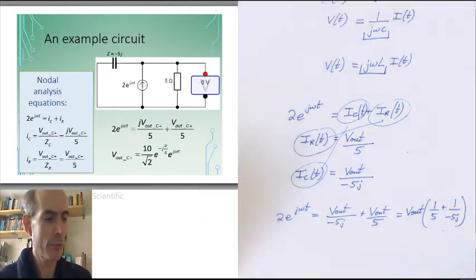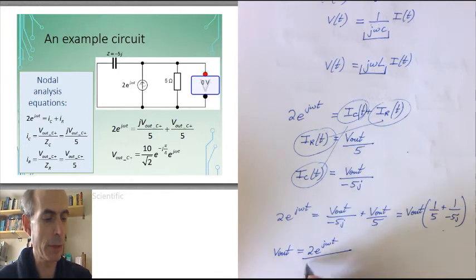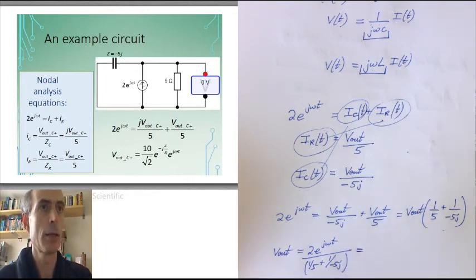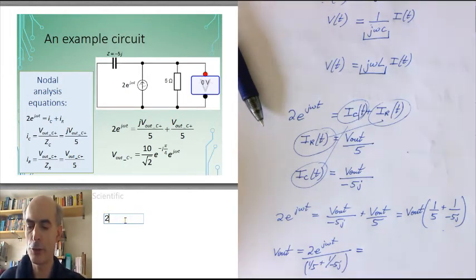And therefore, V out is going to be 2e to the j omega t divided by 1 over 5 plus 1 over minus 5j. And here, as with a lot of AC circuit analysis, it really helps if you have a calculator that can deal with complex numbers. Because then I could just write 2 divided by 1 over 5 plus 1 over minus 5j.